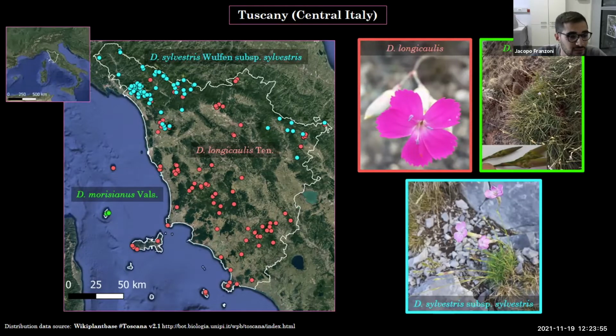Traditionally, Dianthus sylvestris was reported for the mountain region of Tuscany, in the Apennines and in the Apuan Alps. Dianthus longicaulis was reported for the more thermophilous portion of the region, including some of the archipelago islands. And Dianthus mauritianus was only reported for Capri Island.